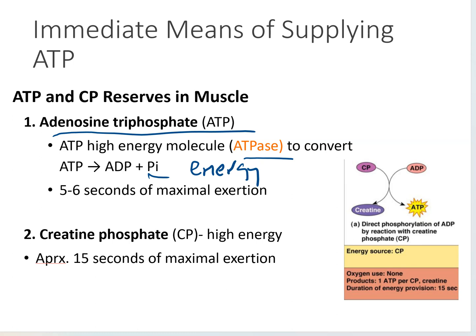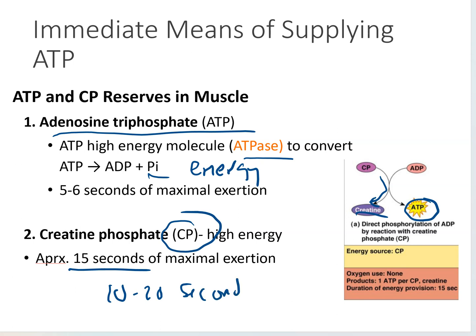And then there's another high energy compound called creatine phosphate, or CP. Creatine phosphate can also be broken down into ATP and creatine, which we eliminate. It's a waste product. And that gives us roughly 15 seconds worth of energy. So the very fastest are our ATP and our CP processes, which is roughly, depending on what book you look at, 10 to 20 seconds max of energy available in your muscle. Once you're past that point, you're going to have to make ATP or you're done.